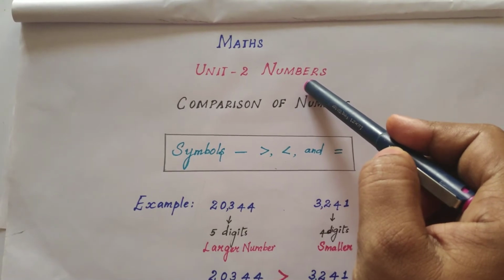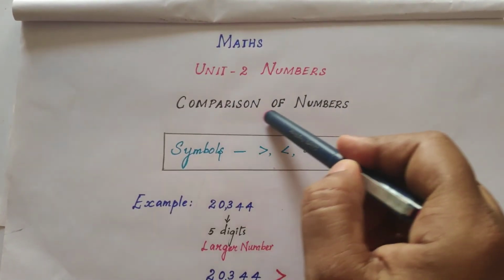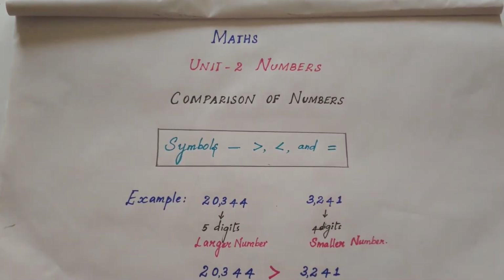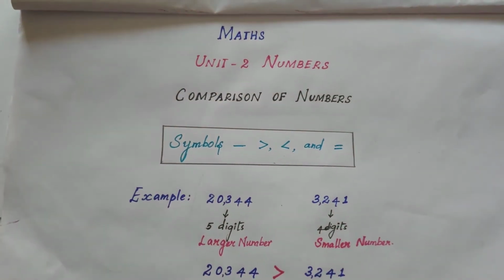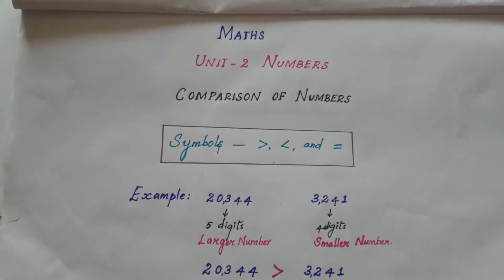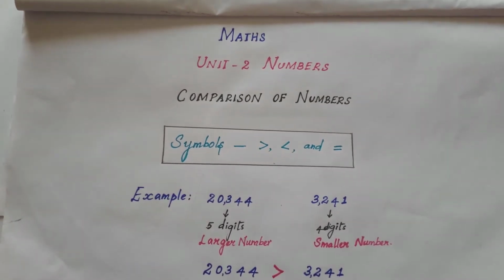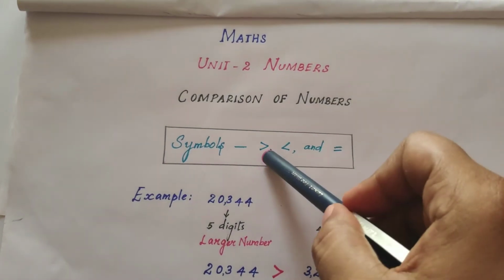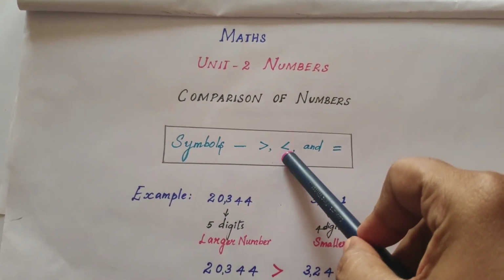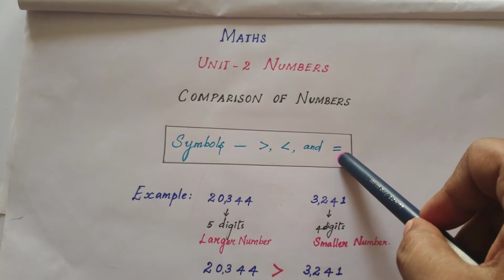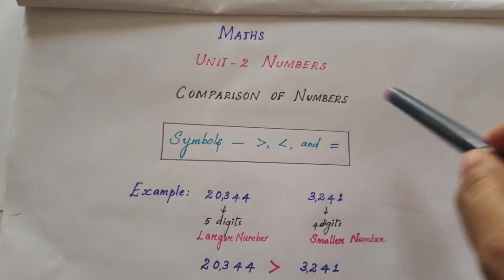In this unit, we will see comparison of numbers. What is this comparison of numbers? By comparing, we can find how much a number is greater or smaller. So, we use symbols like greater than symbol, less than symbol, and equal to symbol to compare any two numbers.